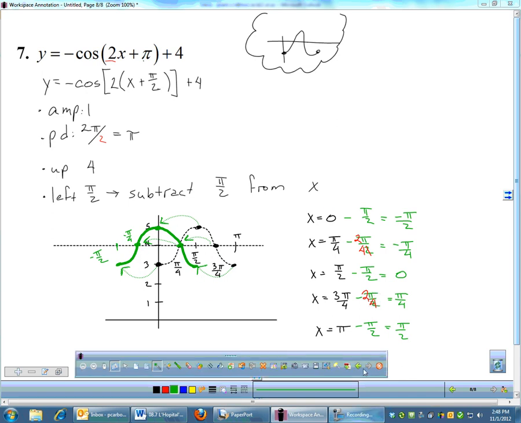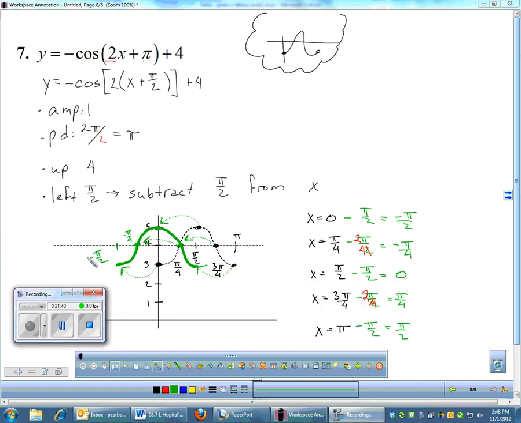So there you go. This ran a little bit long too, but graphing trig stuff is not particularly easy. So hopefully this helps out. If you haven't fallen asleep by now, wake up! All right, we're done.